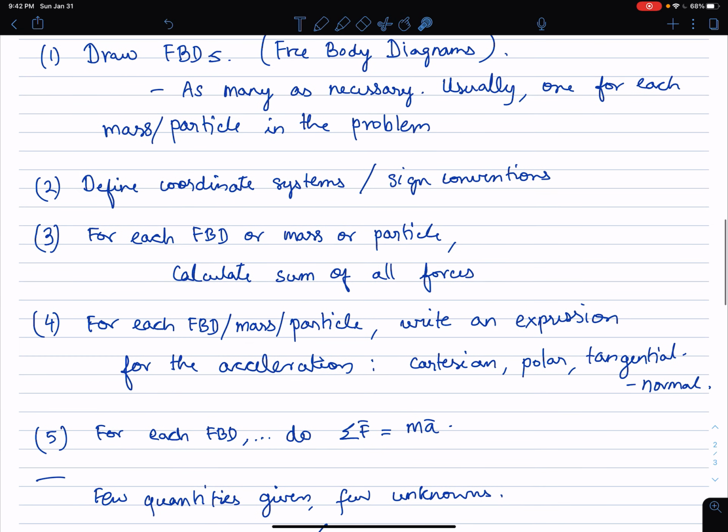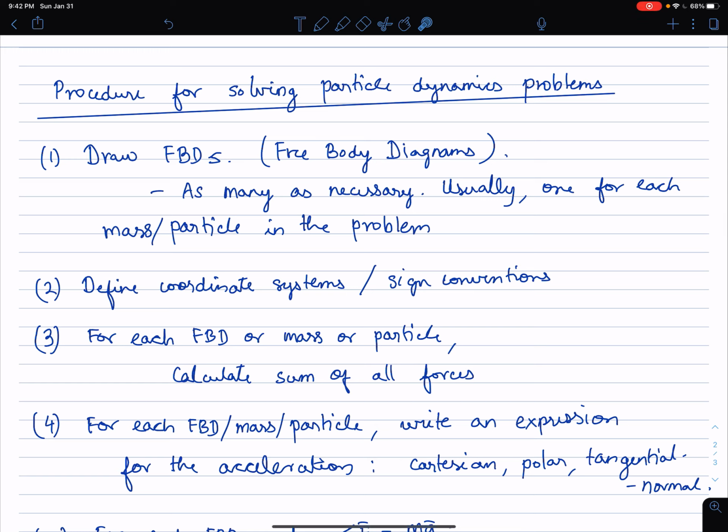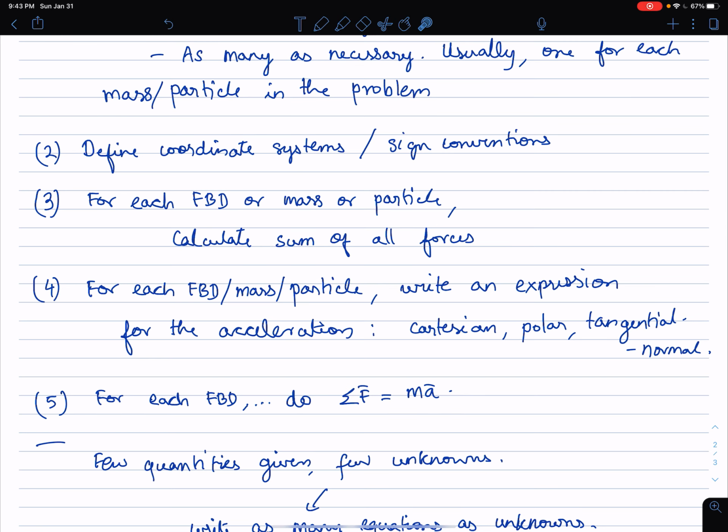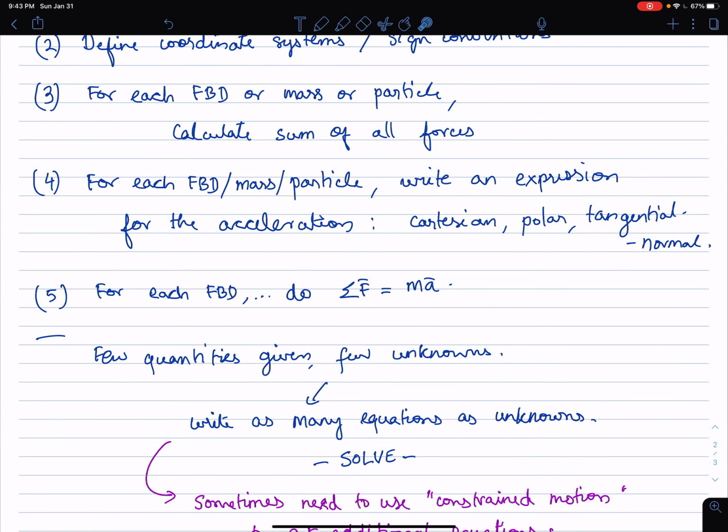So just to recap, how do you solve particle dynamics problems? You draw free body diagrams. If you have multiple objects, you draw a free body diagram for each object. And then you define coordinate systems and sign conventions. And then for each free body diagram, calculate the sum of all forces. For each mass or particle, write an expression for its acceleration in terms of whatever coordinate systems you've defined, which may be Cartesian, polar, or tangential normal. And then you do F equals ma. And then you'll have a bunch of given quantities and a bunch of unknowns. You try to write as many equations as there are unknowns so that you can solve them.